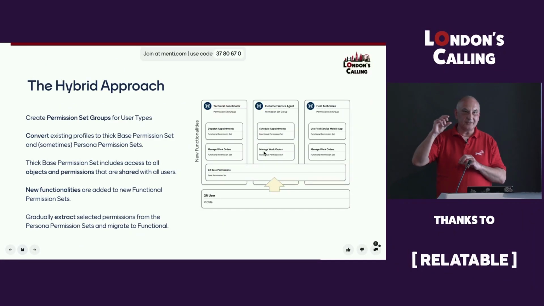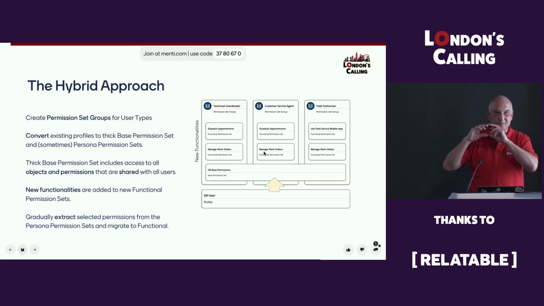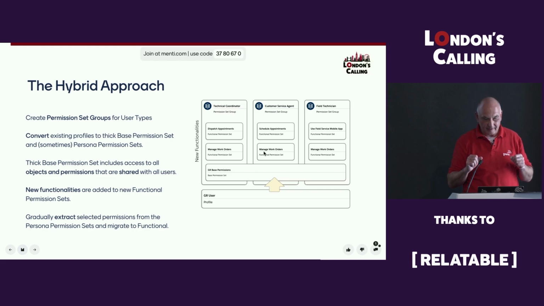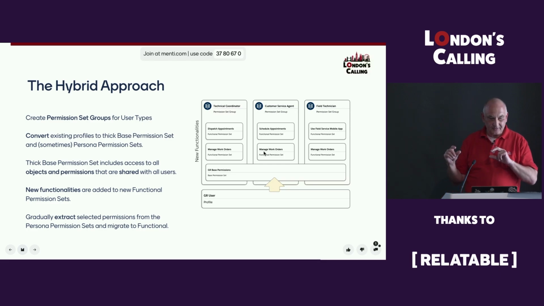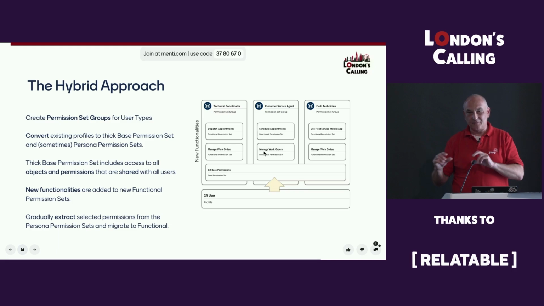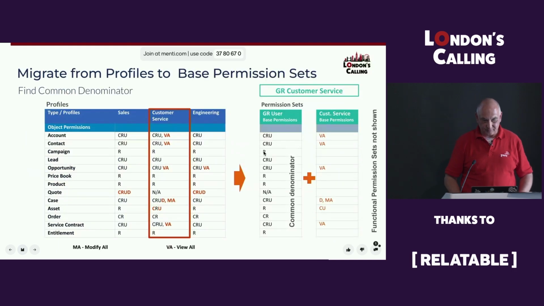So we will be adding our functionalities in this model of this functional permission sets, like we did in this Greenfield implementation. And we will be adding this. And at some point, you may migrate your existing profiles to a permission set that we will call base permission set for each profile. Yeah? So this is the example.